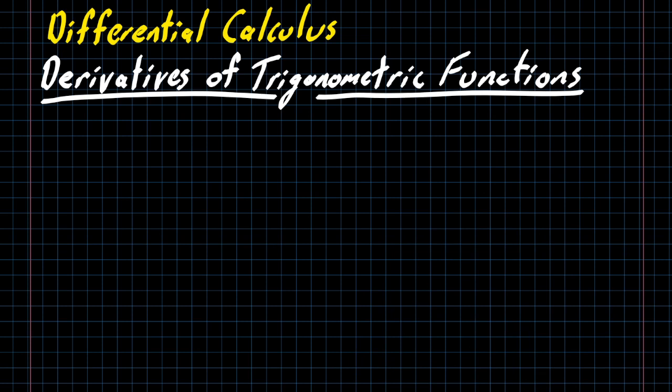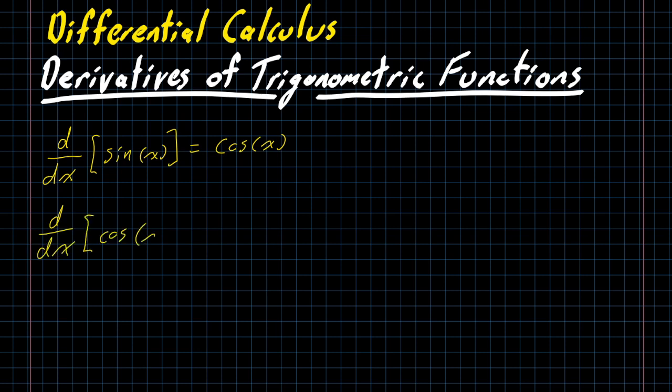The first couple of rules here, I am not going to take the time to prove, because the proof is incredibly tedious and quite honestly, it would take an entire week just to get through and it's just not worth it. But the derivative of sine of x is cosine of x. And the derivative of cosine of x is the negative of sine of x. So the derivative of sine is cosine, and the derivative of cosine is negative sine.